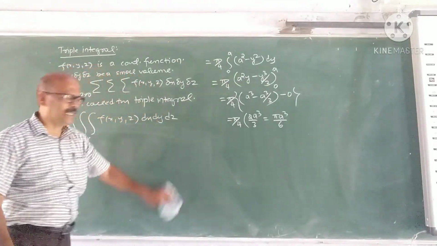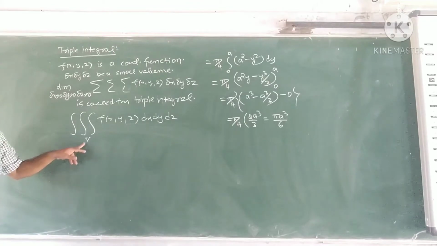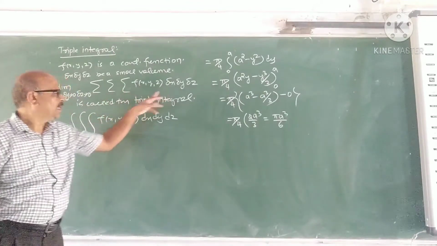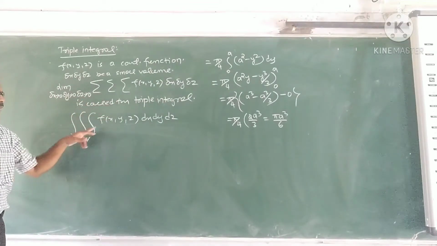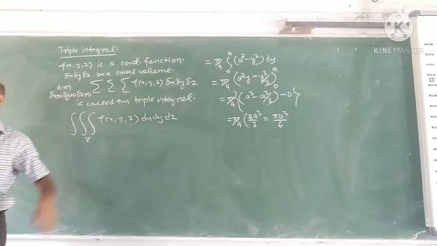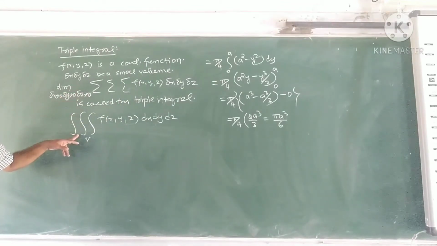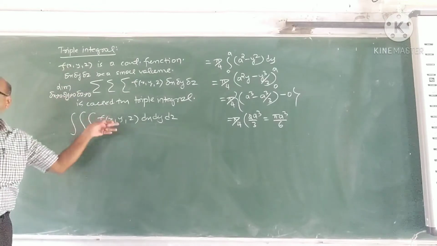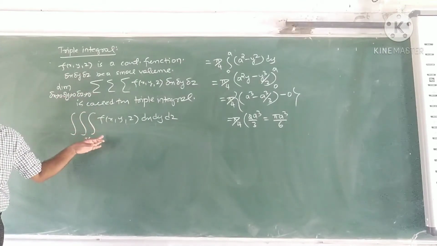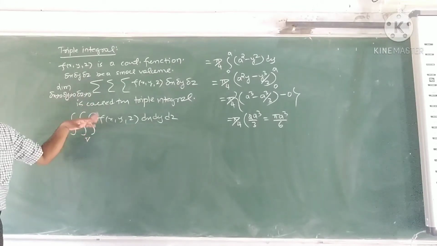The region depends. You can take any region here. V may be any region. Then this summation as delta x, delta y, delta z tends to 0 is called the triple integral of f of x, y, z, dx, dy, dz. Again, as in the case of double integrals, first we consider the problems where we can evaluate the triple integral as a repeated single integral. Then next I explain how to find out the region.